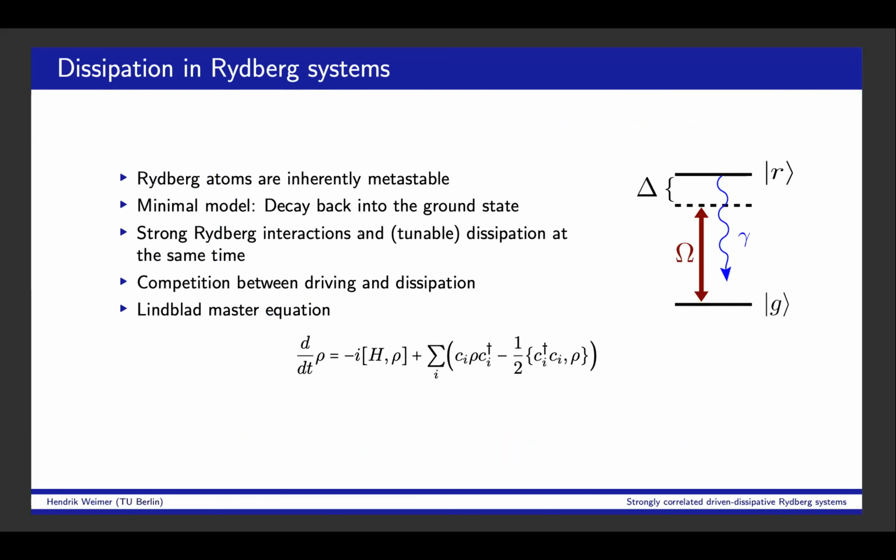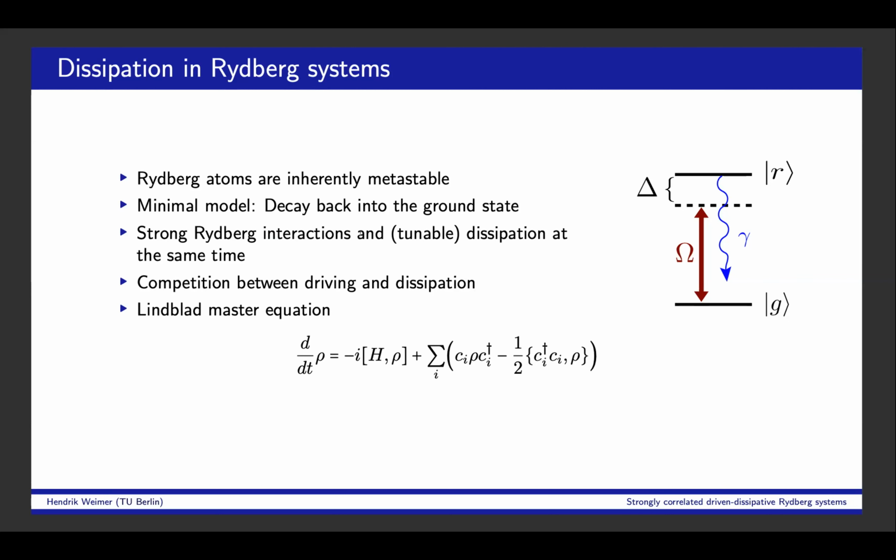I probably don't have to mention to you that Rydberg atoms are inherently metastable, and the cartoon picture that we can take is that we have a ground state, then we do some laser excitation to a Rydberg state, and this Rydberg state can decay back to the ground state. Of course, reality is much more complicated, but that is the simple minimal model that you can think of. And the nice thing about Rydberg atoms is that you have so many states available that you can essentially have a very high tunability of your interaction parameters and also the dissipation in your system simply by choosing the Rydberg state you work with.